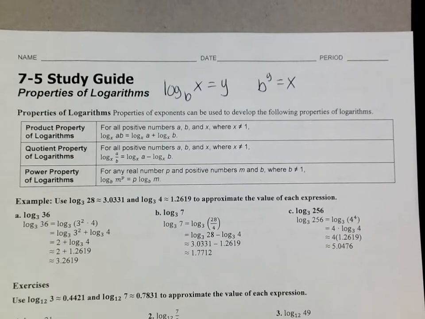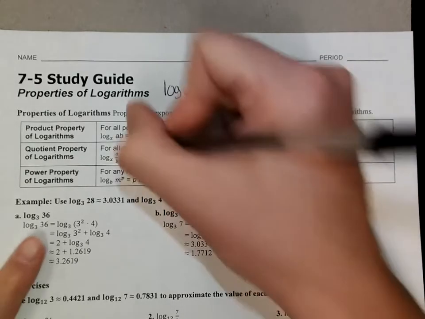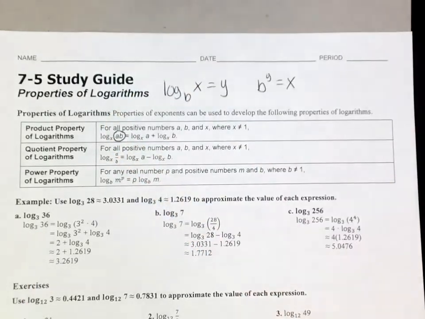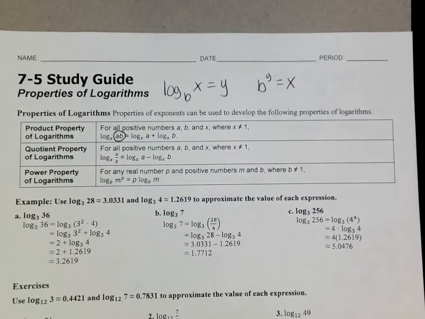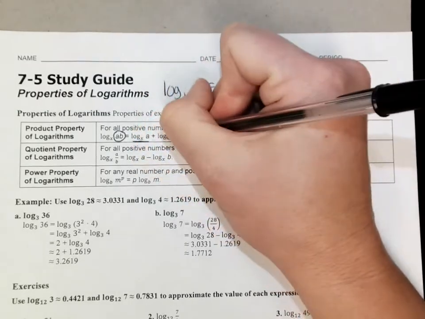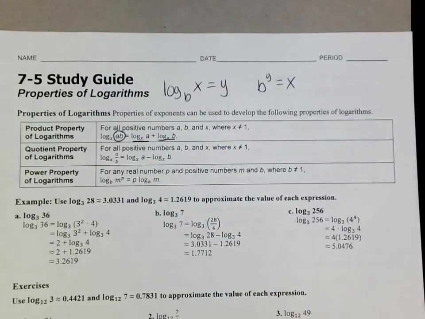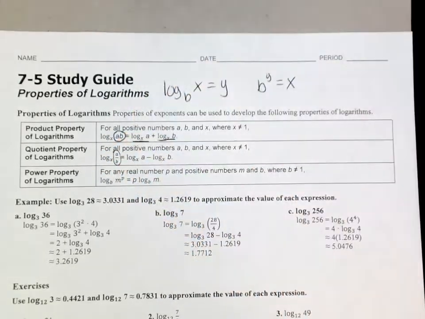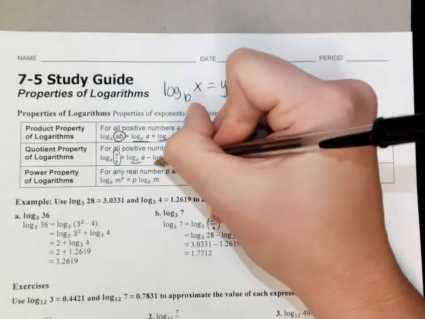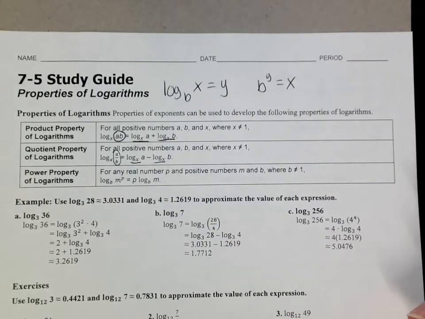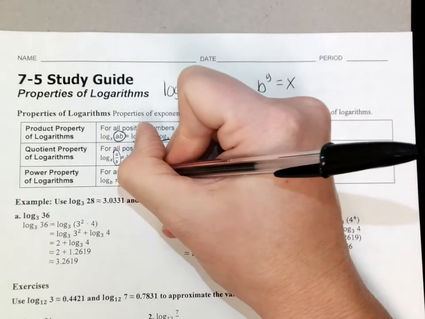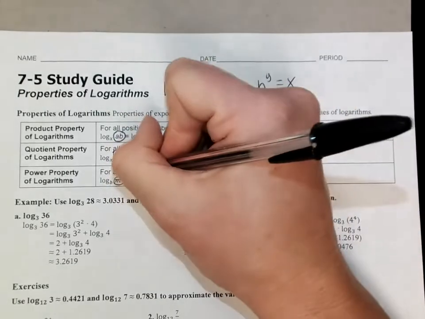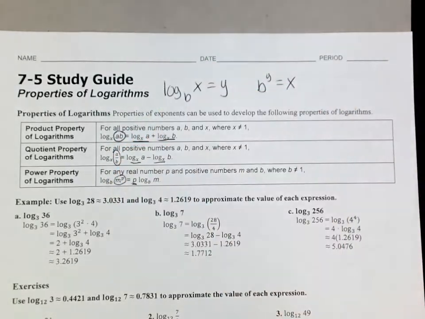So they're very similar to your rules of exponents in that when I have the log of two numbers that are multiplied, I can separate it into two separate logs that are added. If I have the log of two things that are divided, I can separate it into two logs that are subtracted. And if you have a power in there, you can bring that power in front as multiplication.